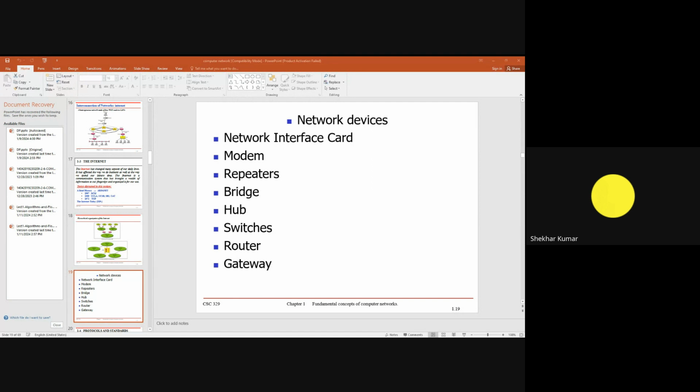It does not broadcast the received message. It is an intelligent device. A hub simply broadcasts the message to all, but a switch doesn't do that. A switch reads the hardware address of the incoming packet to transmit it to the appropriate destination. It will send it to the appropriate destination, not to all. So it is an intelligent device.